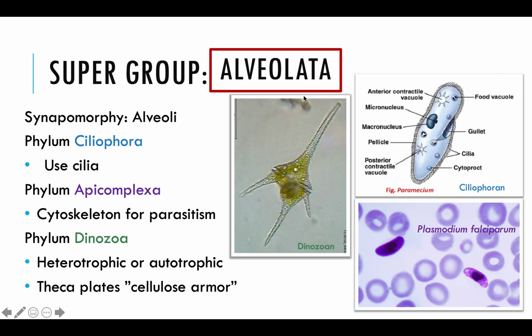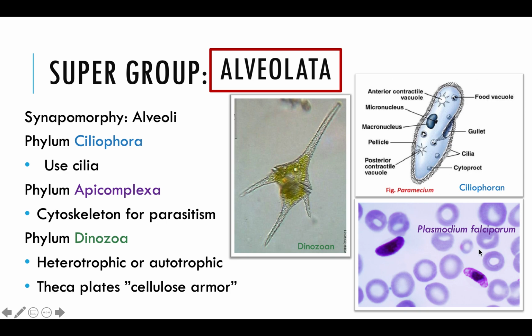So the first group, Alveolata, has a couple different types of organisms in it, but the trait that unites them is called alveoli, and these are little air sacs for locomotion and movement, feeding. So we have ciliophorans like paramecium. They're going to be covered in cilia, which helps them eat and move around.